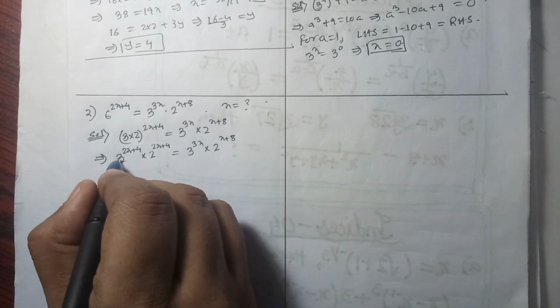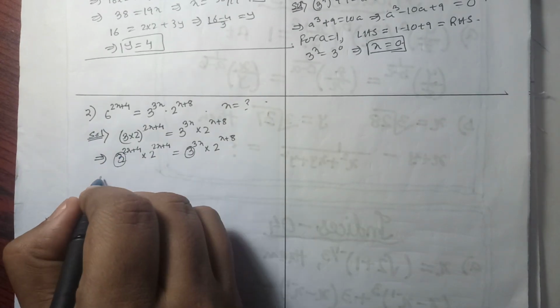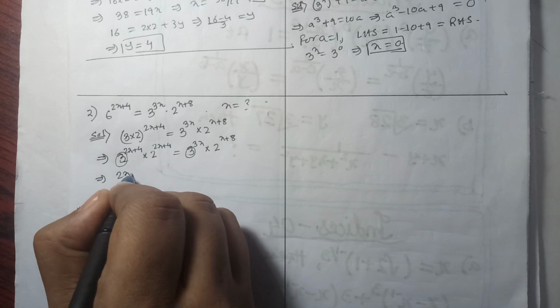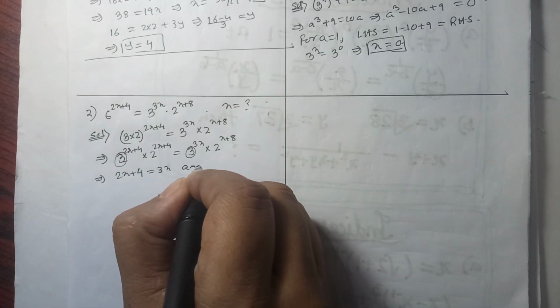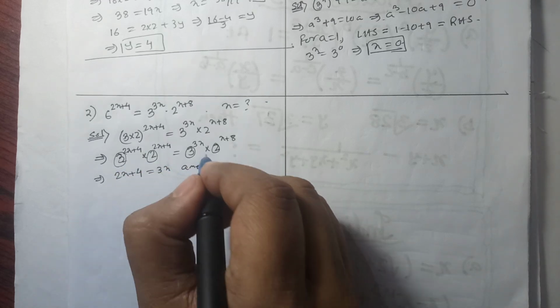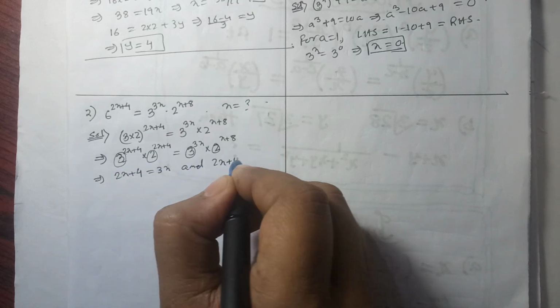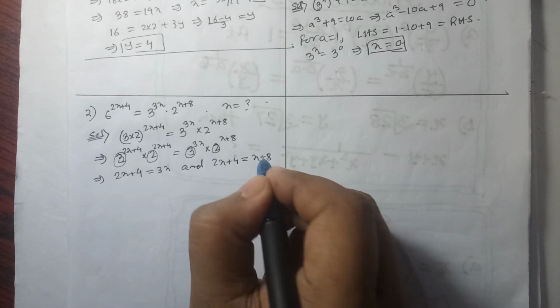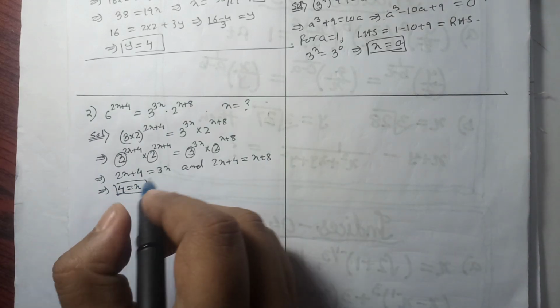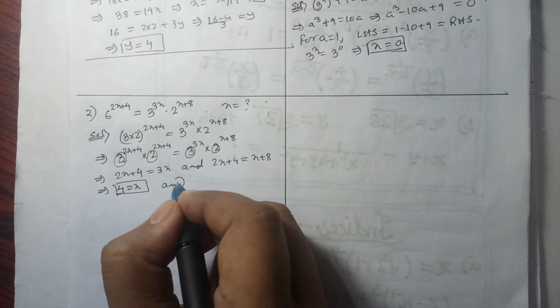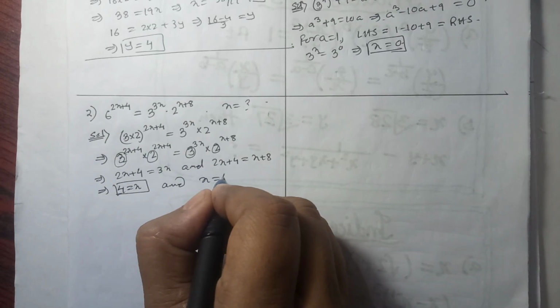So I compare powers of 3, so bases are equal, 2x plus 4 is equal to 3x plus 8. Comparing, x is equal to 4.